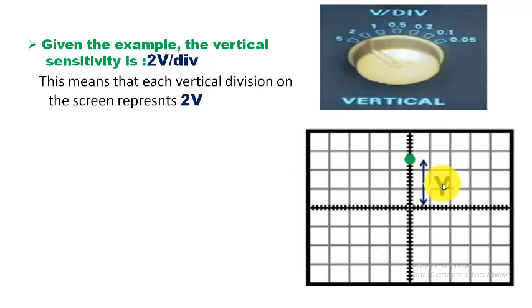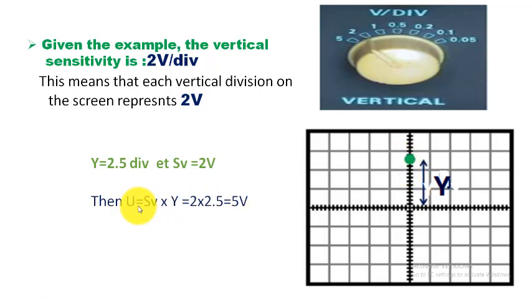And the luminous spot is shifted upwards by 2.5 divisions. 1 division, 2 divisions, 2.2, 2.4, and this is 2.5 divisions. Then we get the value of the voltage this way. U equals SV times Y, 2 times 2.5 equals 5 volt.